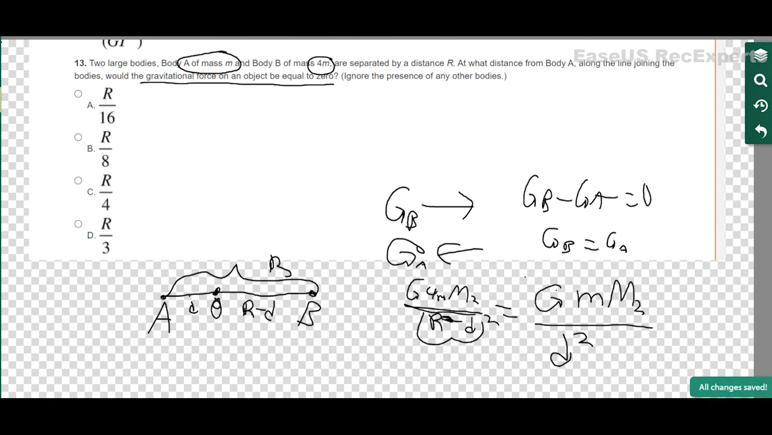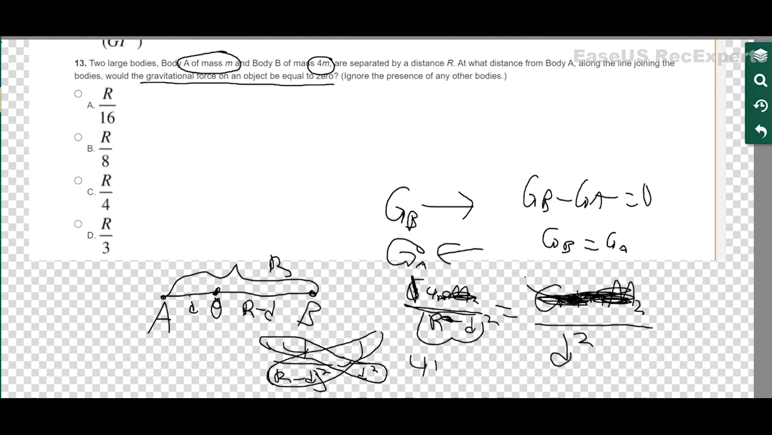Now we will be able to cancel out G and m2, and on this side we will be able to do the same. So you get 4 over (r minus d) squared equaling 1 over d squared. I forgot to put the parentheses here, and that is very important going forward. Now we can use cross multiplication, which will make it a lot easier. So we get 4d squared is equal to (r minus d) squared.